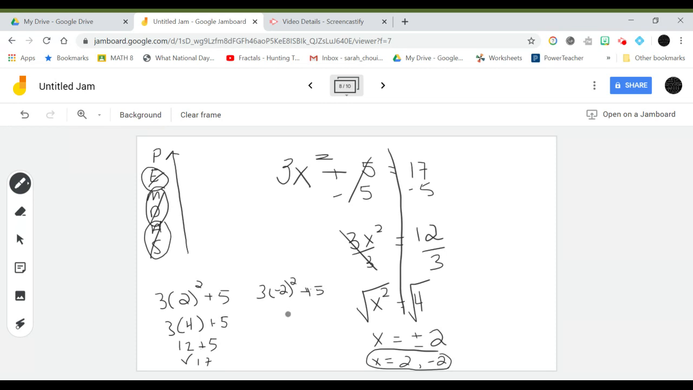So negative 2 squared is also positive 4, which is 12 when we multiply it by 3. And when we add it to 5, we get 17. So both positive 2 and negative 2 work when I plug it into my equation for x.